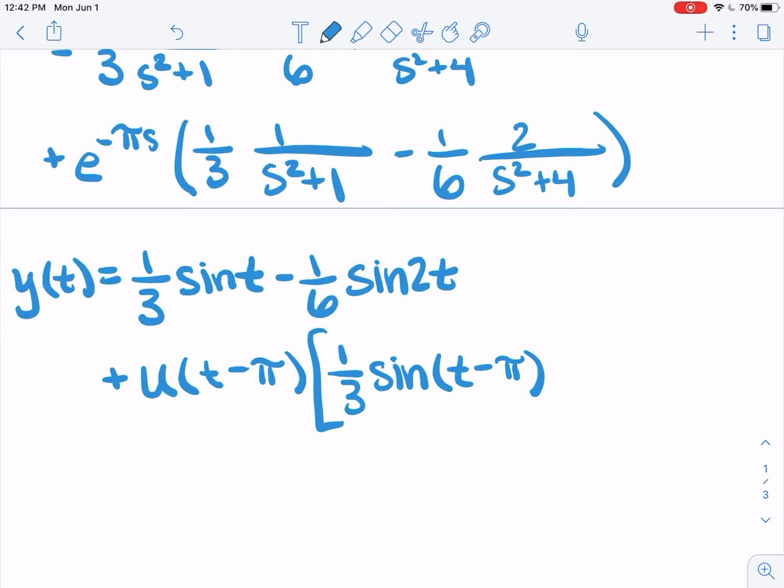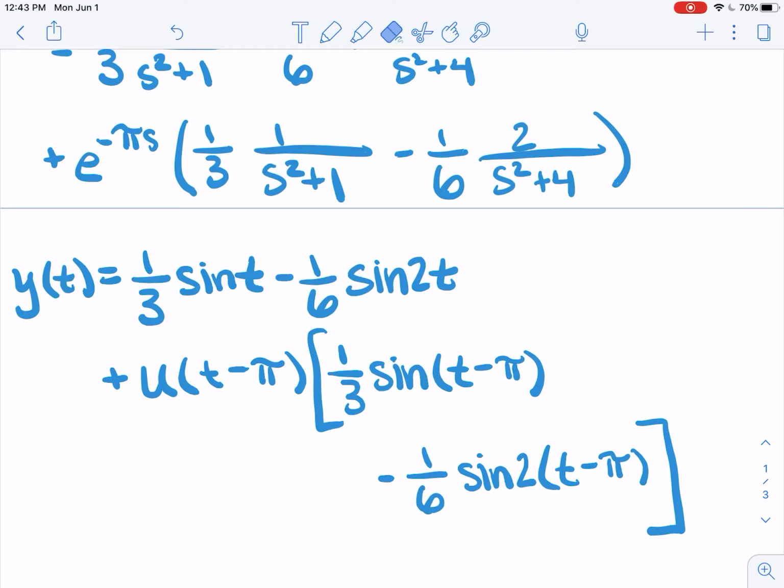It's shifted by pi, minus 1/6. This would be the sine of 2t if not for that exponential, but with the exponential, it's the sine of 2 times t minus pi. And that is our solution.